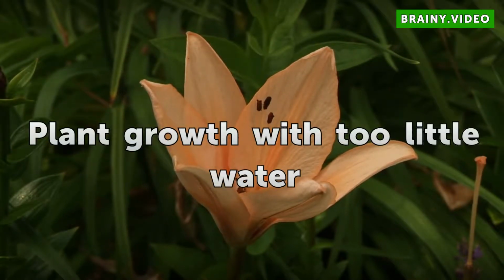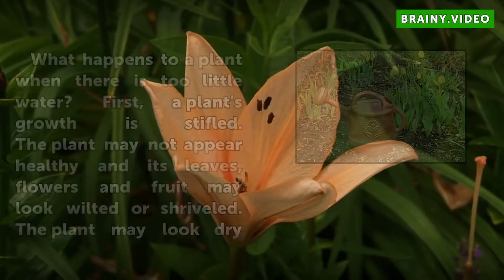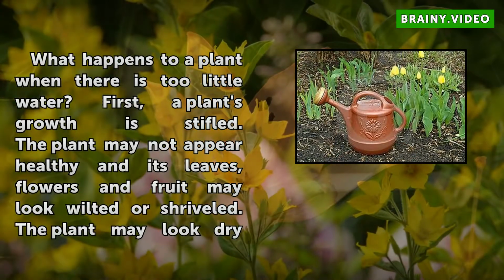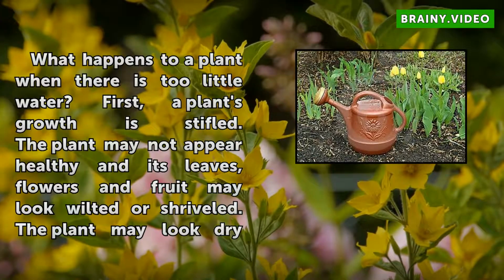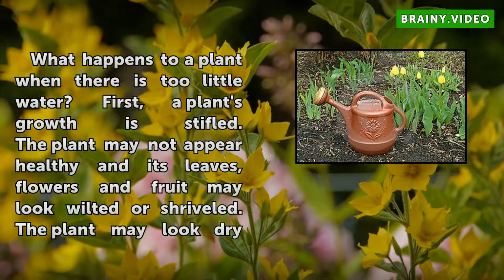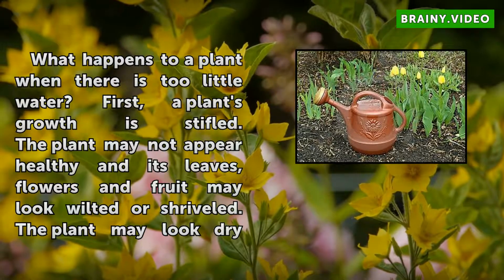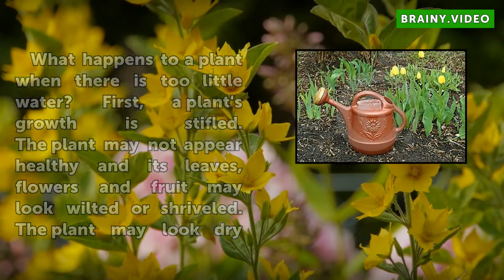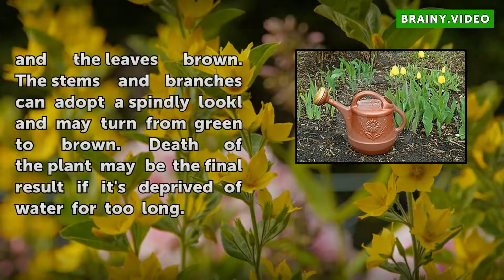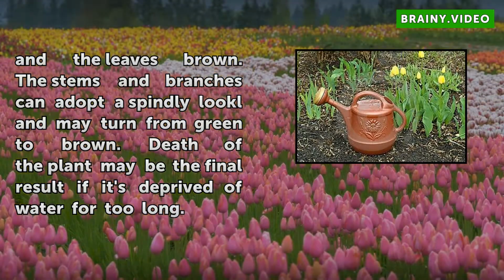Plant growth with too little water. What happens to a plant when there is too little water? First, a plant's growth is stifled. The plant may not appear healthy and its leaves, flowers and fruit may look wilted or shriveled. The plant may look dry and the leaves brown. The stems and branches can adopt a spindly look and may turn from green to brown. Death of the plant may be the final result if it's deprived of water for too long.